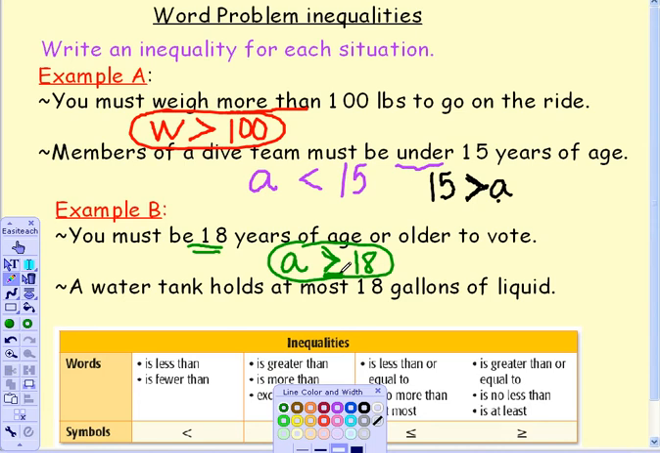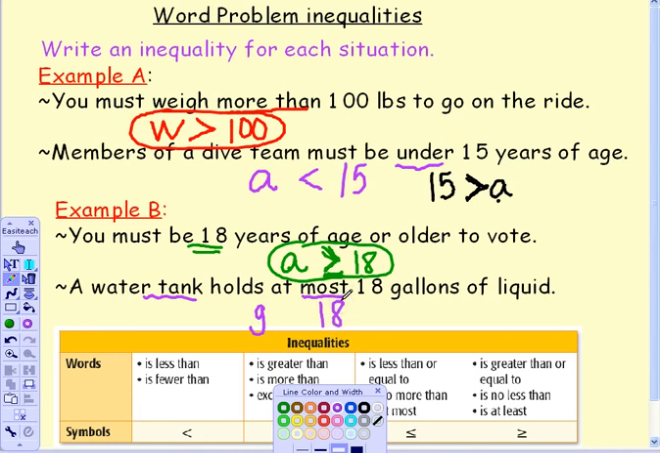You know, you could be 100 and you could vote. You could not be 17, because 17 is not greater than or equal to 18. Okay? In the last one there, we have a water tank holds at most 18 gallons of liquid. So we've got our tank that we're looking at. Maybe in this case, since we're talking about gallons, G can be our variable. And the tank itself can hold at most 18 gallons. So we're going to need that number 18.